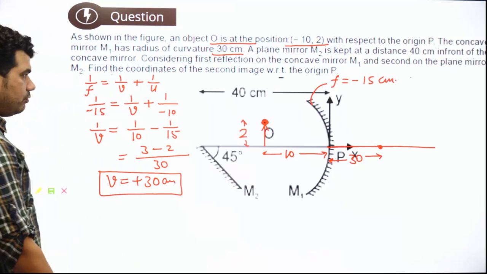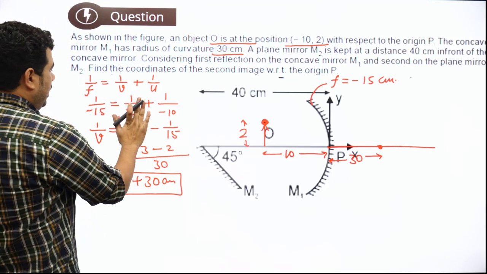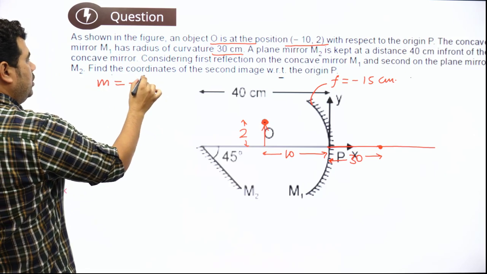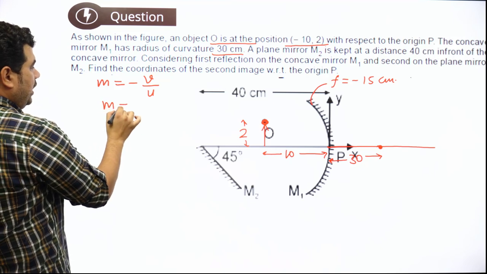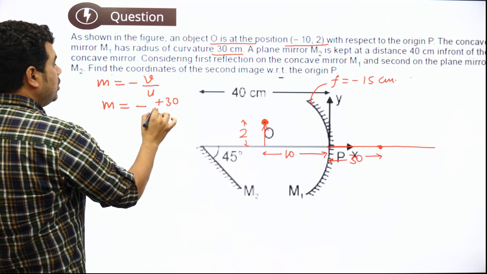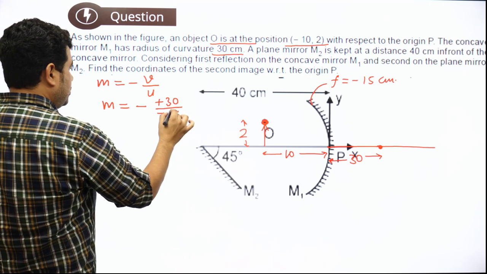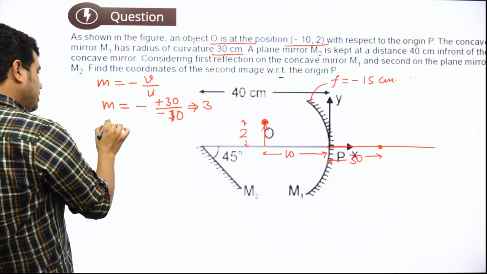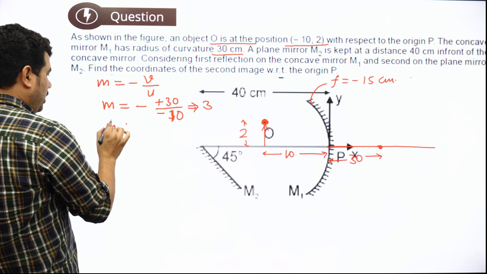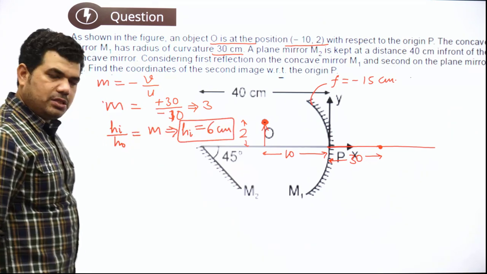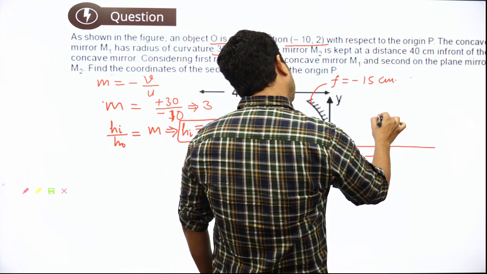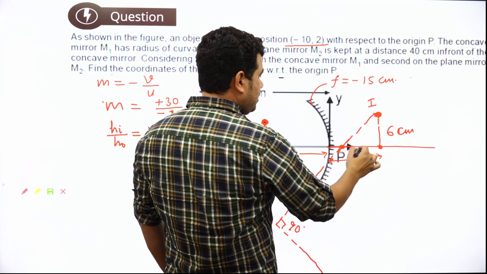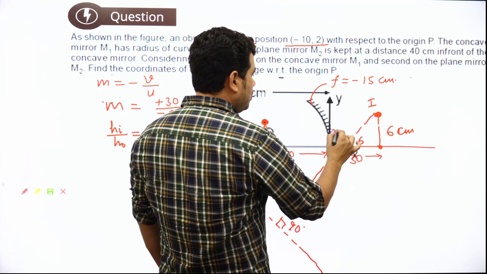For this, what we have to do? We just have to find M. So for M, I have to remove it all. M is equal to minus V by U. Got it? M is equal to minus V by U. So M that we have to find, minus V is plus 30, U is minus 10. Sorry. Yes, if it is minus 10, you can see M is equal to 3. Means height of image upon height of object. This is M. It means height of image at this particular position, and this is 6. That perpendicular distance, you can say this is 6, so this is also 6, so this distance is 24.